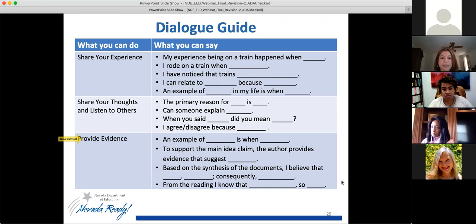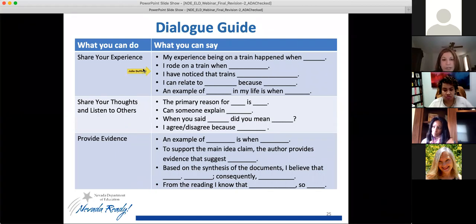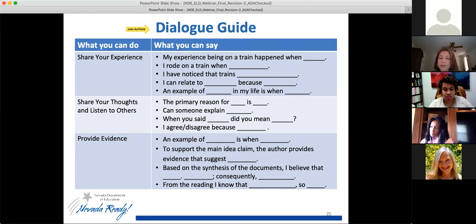And so when students are explaining their answers, they can use these sentence stems. An example of is when. To support the main idea claim, the author provides evidence that suggests. Based on the synthesis of the documents, I believe that. And from the reading, I know that. So it all depends on what level your students are at as well. Some of this language is a little bit more sophisticated, but later on in this presentation, we'll talk about the different levels, and this can be done at all different proficiency levels when students are learning the English language and incorporating academic vocabulary and discourse.